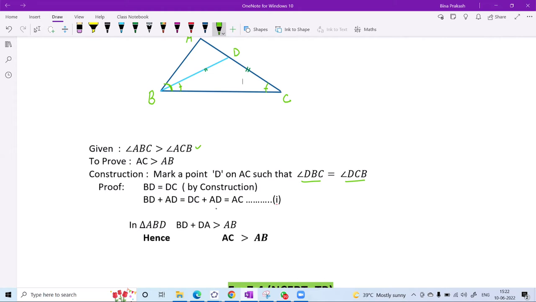Now what I've done is, I've added some quantity to both sides. AD, the same quantity, is added to both sides. The equality sign will not change. We are adding AD. AD is the length of this part. We have added it. So when you add it, you find that on this right side, DC plus AD.